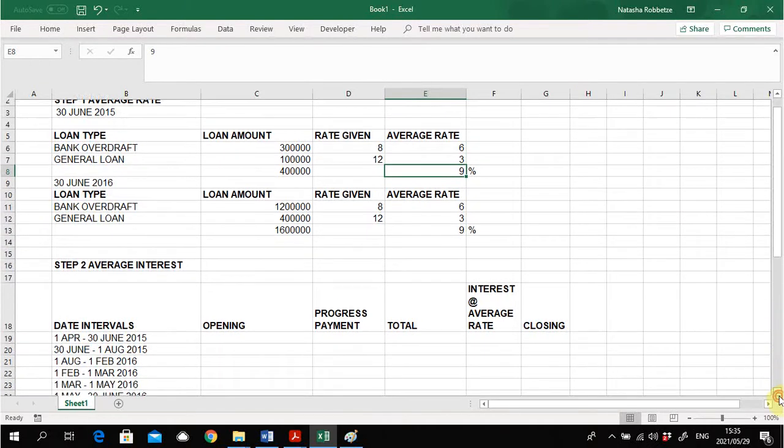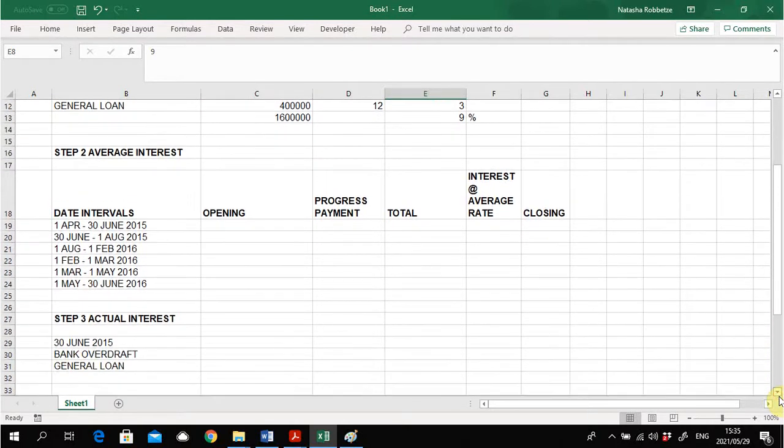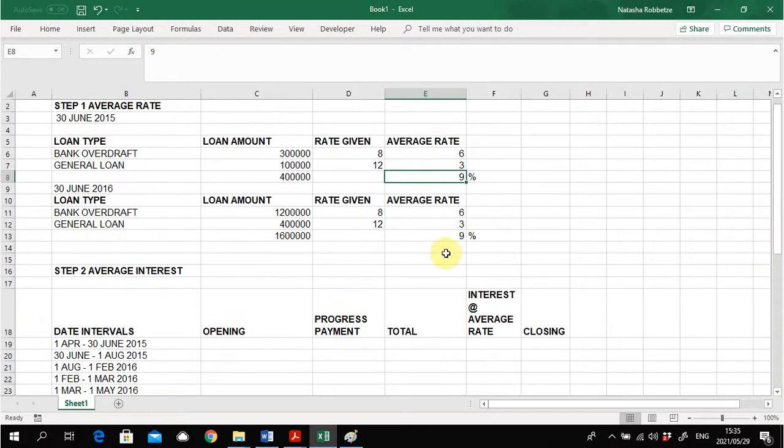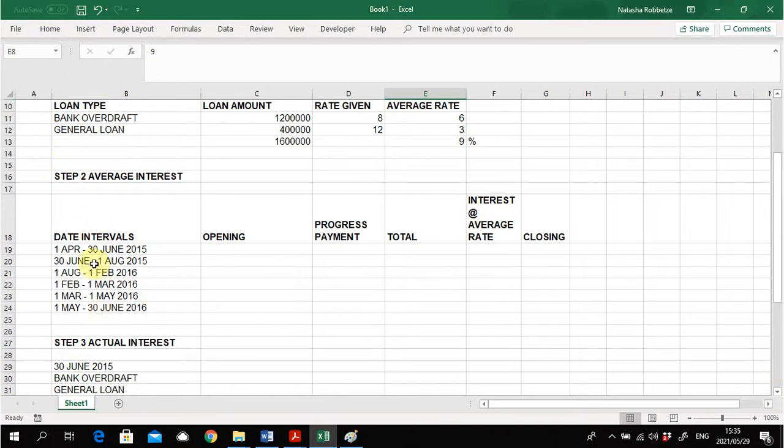Right, then we are moving on to step number 2 for general loans. And that is that we need to go and calculate our average interest. So the average interest is calculated then at 9%, which is the average interest rate. But we first need to go and find our time intervals or draft our time intervals for which we will be doing our calculations. So for that, I like to draw up a timeline.